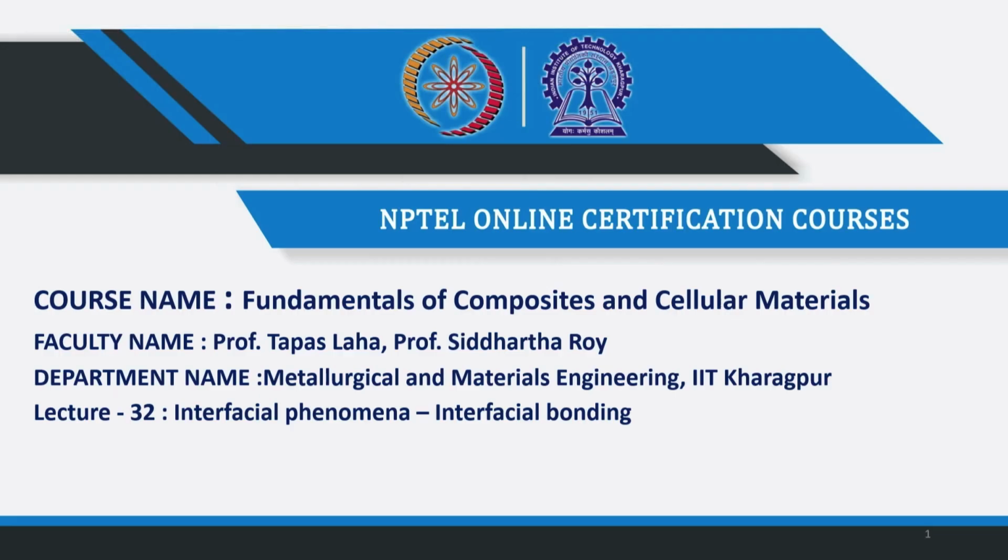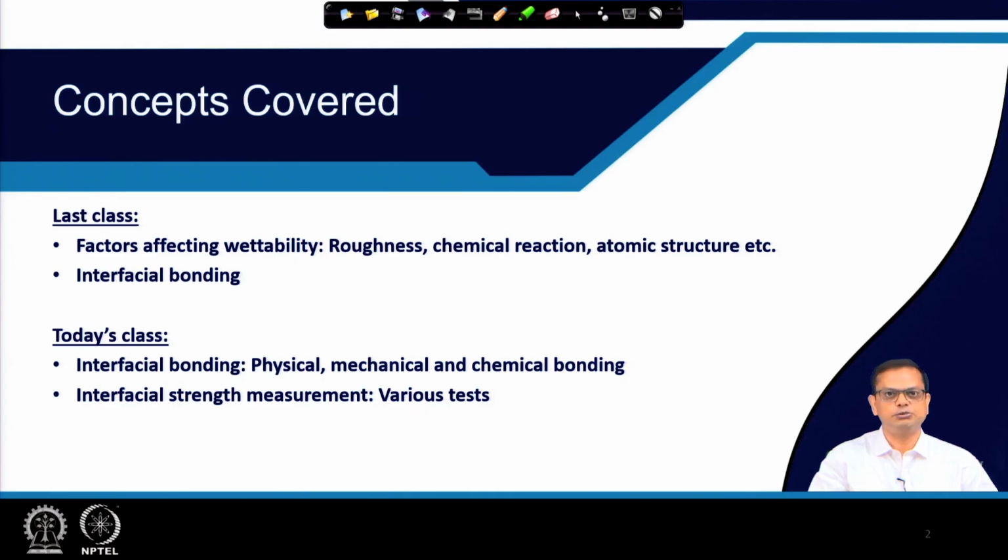Hello all and welcome again to this online course on fundamentals of composites and cellular materials. So, we are talking about interface for the last couple of classes. We discussed the basics of interface, what are the different factors which control the interface. We talked about wettability, and the factors which affect wettability in terms of roughness, chemical reaction, atomic structure. We also discussed interfacial bonding.